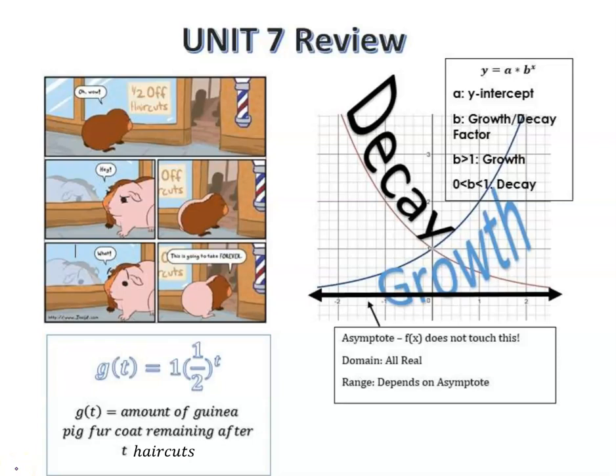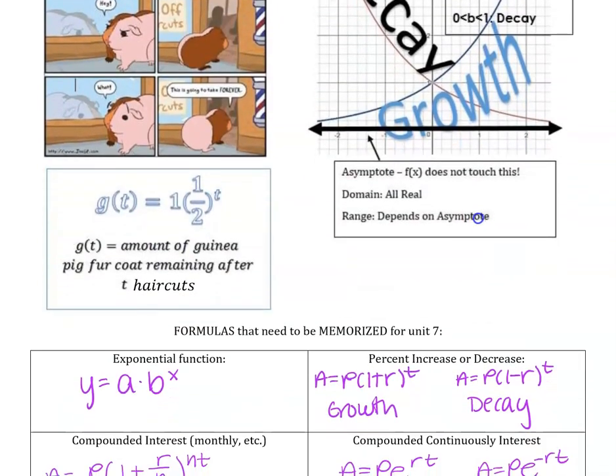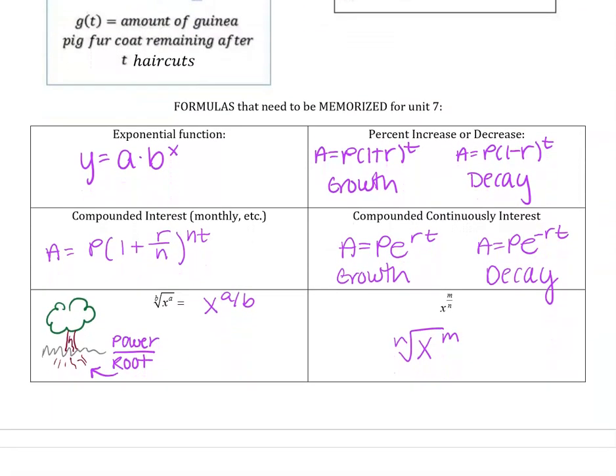Welcome to your Unit 7 review on exponential functions. I'm going to scroll through and show you everything I'm going to go through as well as the formulas you need to know. If you want to pause the screen for a minute and just copy down all the formulas that I have written down and little notes and things, that would be good.